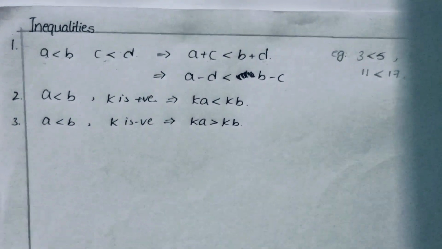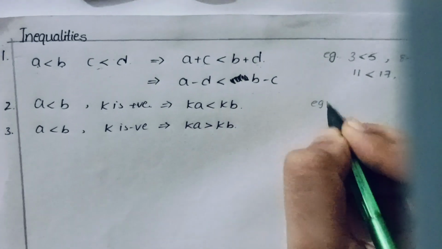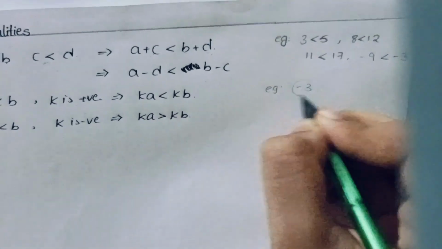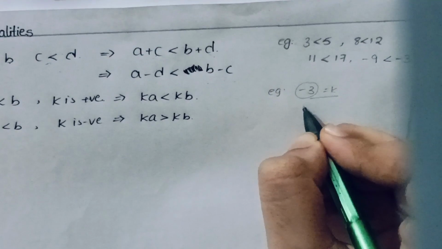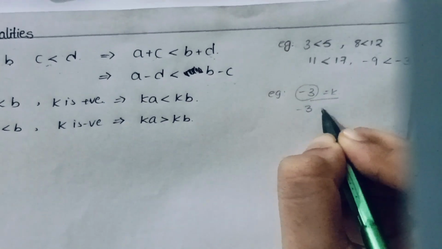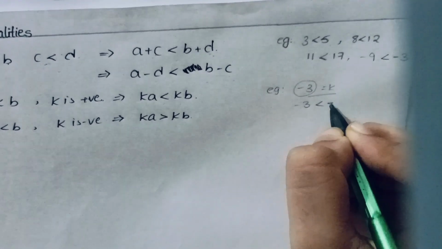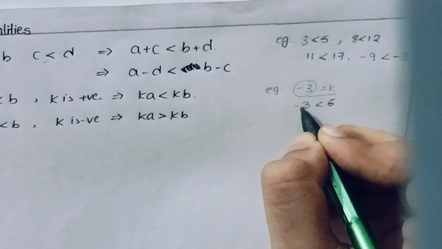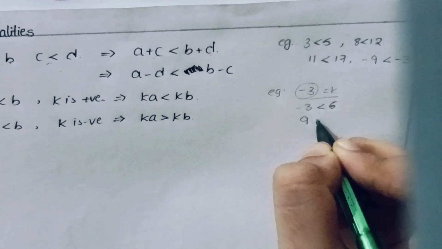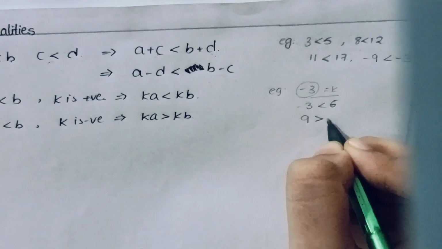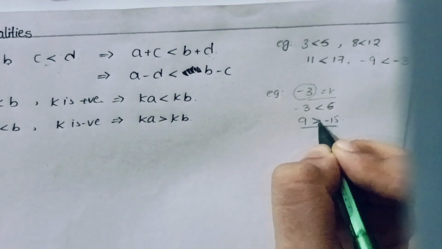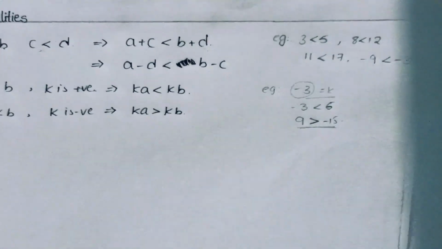If we observe an example, for example, k equal to minus 3, and minus 3 is less than 5, right? So if we multiply this, 9 is greater than minus 15, right? In this way, the change should be there.